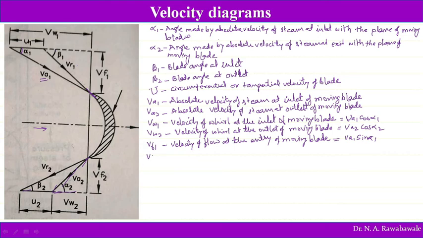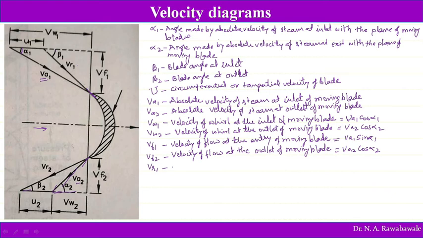So Vf2 is the velocity of flow at the outlet of the moving blade. This is nothing but a component of Va2. If we resolve this Va2 along the vertical direction, we get Va2 cos alpha 2.